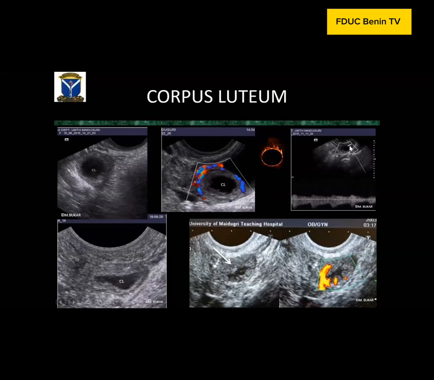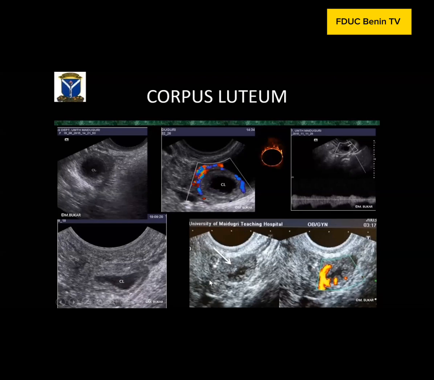When you do the spectral Doppler, the resistance is usually low for early corpus luteum. Much later, the resistance will increase. This is another corpus luteum. You can see the thick walls here. You can see the anechoic content, and you can see the irregular area here, suggesting the area of follicular rupture. Area of follicular rupture usually is seen within 1 week of ovulation. Beyond that, it's difficult to see. So one can guess the age of the corpus luteum based on this.